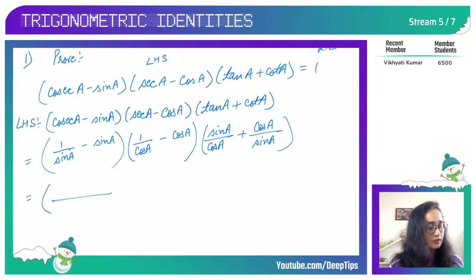So now if you look here, now I know 1 by sine A minus sine A. So I have a fraction here. If I take the LCM sine A, I get here 1 minus sine square A.